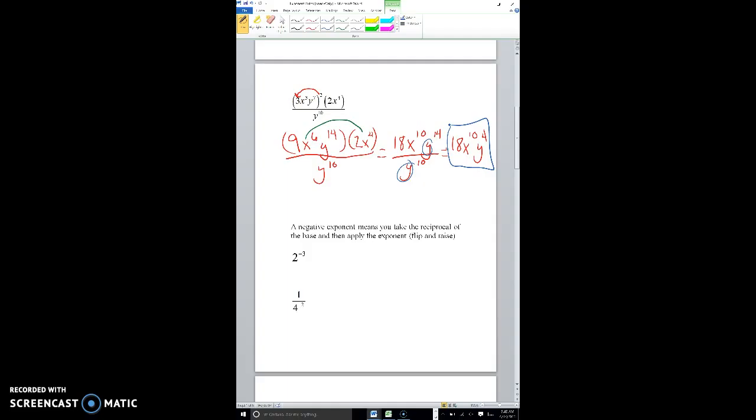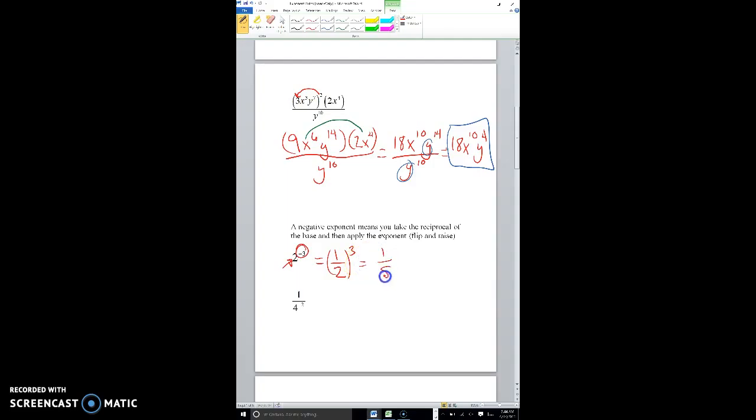All right, the next type of exponent you'll see in this unit are negative exponents. If you see a negative exponent, it means that you need to take the reciprocal of the base. So 2 is the base. We take the reciprocal of the base and then apply the exponent. So we're going to flip the base and then cube it. So 2 to the negative 3 is the same thing as 1/2 to the positive 3. So that's the part where I flipped the base, took the reciprocal, and now we're going to cube it.